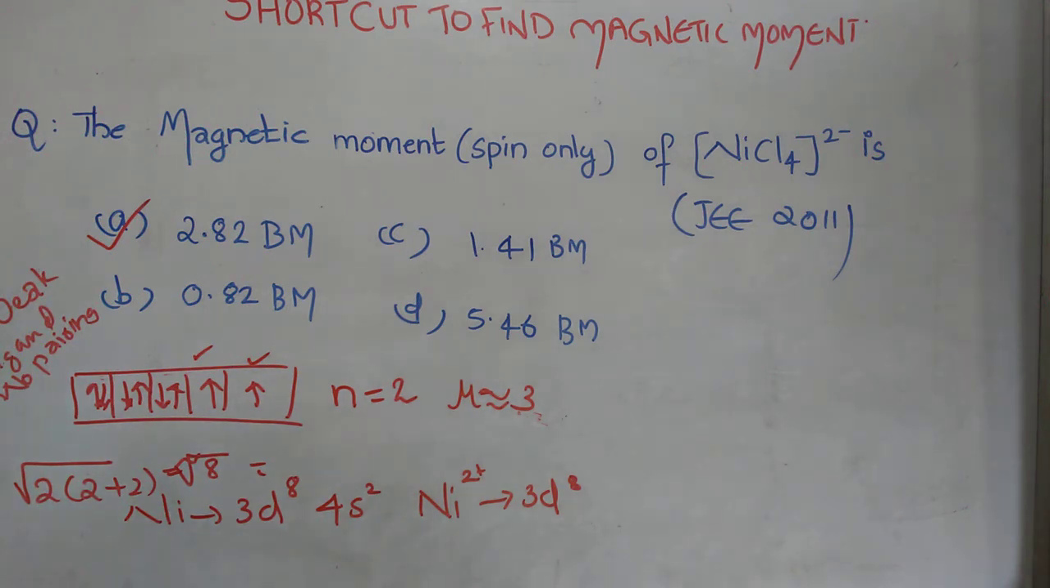More questions of this part will be solved in the next video after I take the d orbital splitting, weak field and strong field ligands. So hope you all understood the shortcut and try to solve questions from this part from your previous year question papers. And if you have any doubt, please ask below in the comment section.